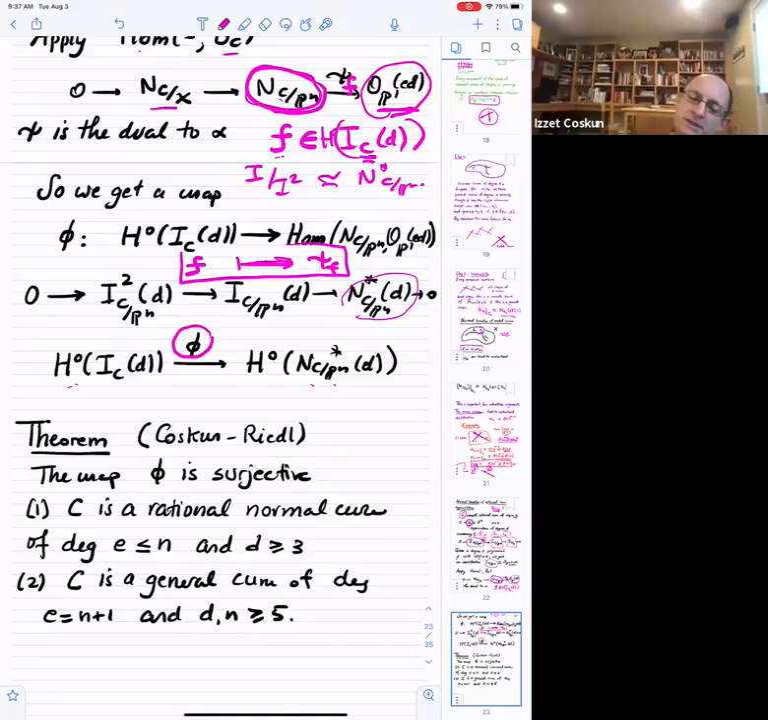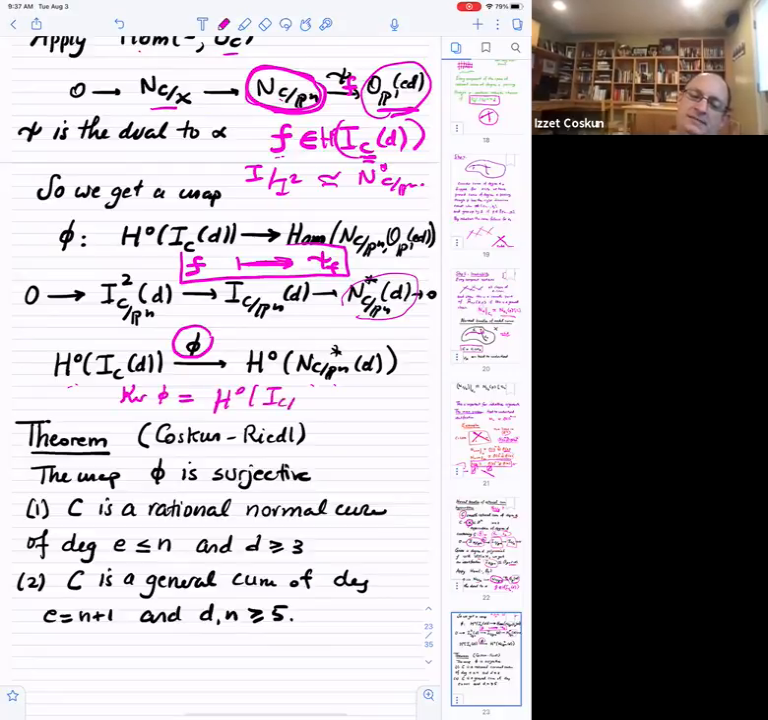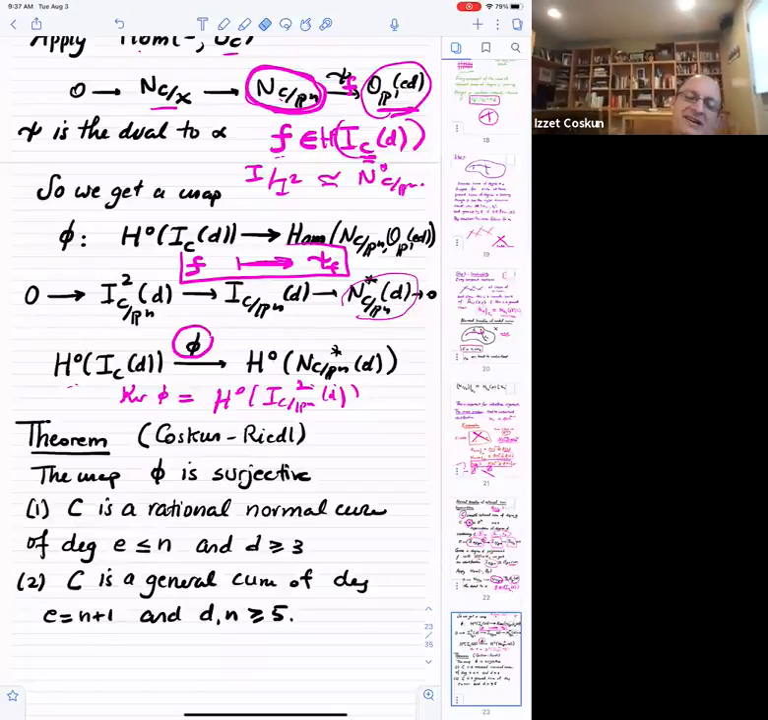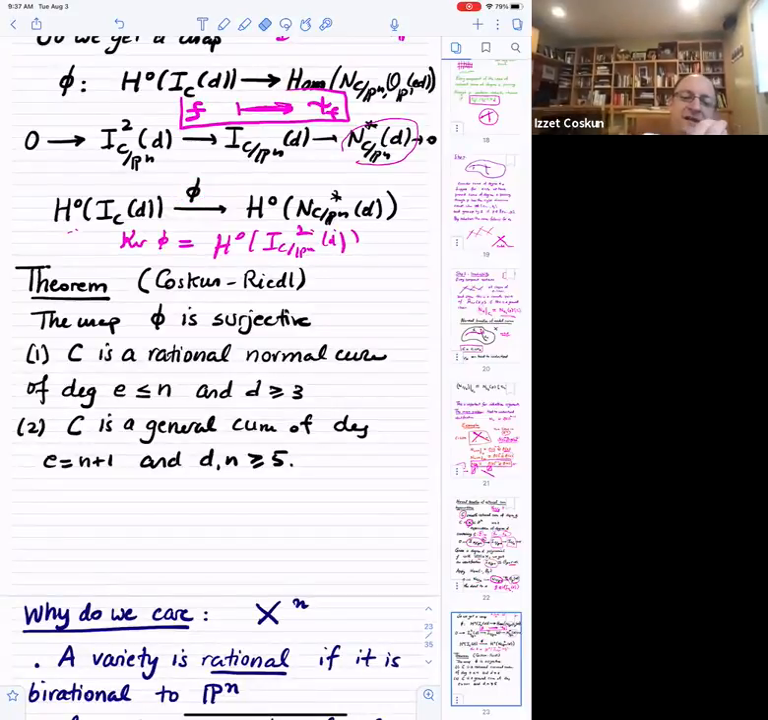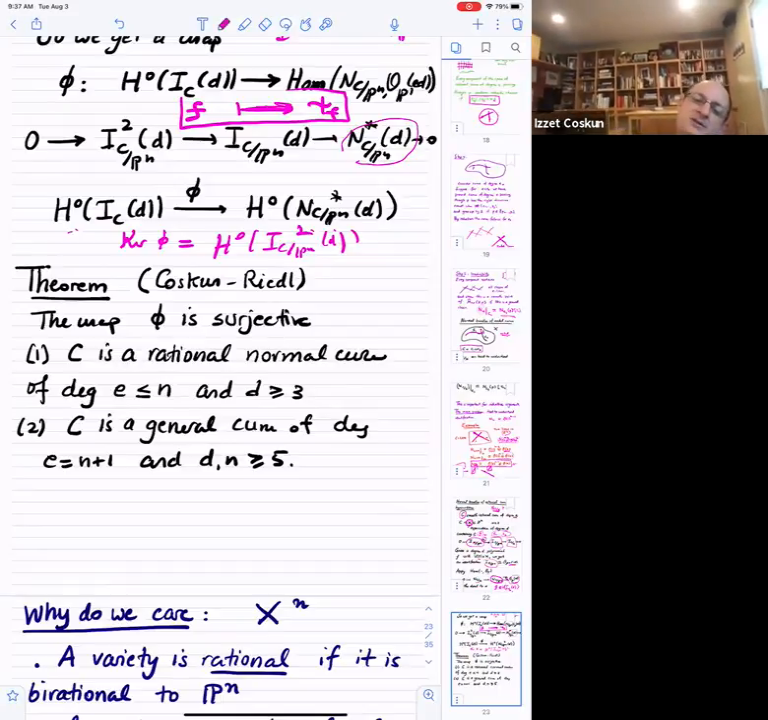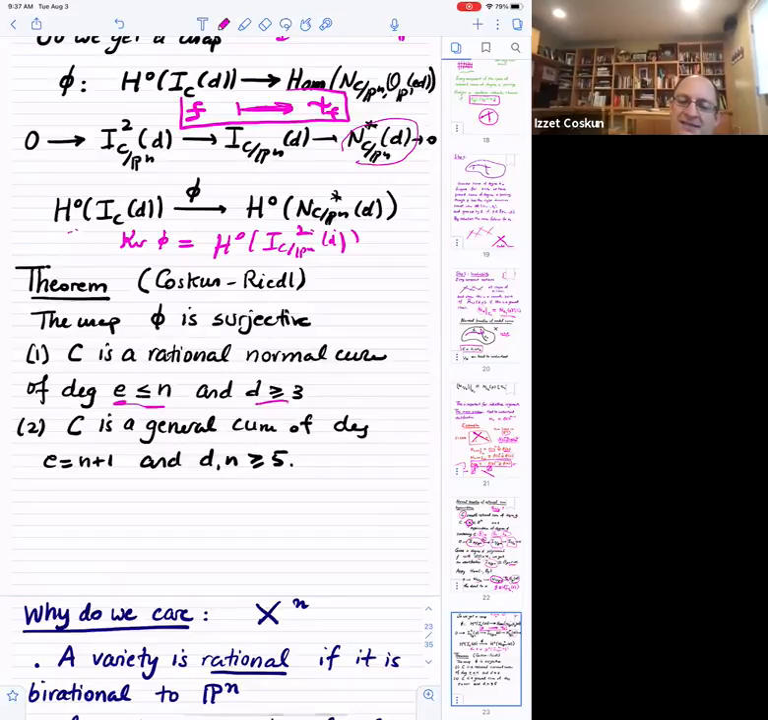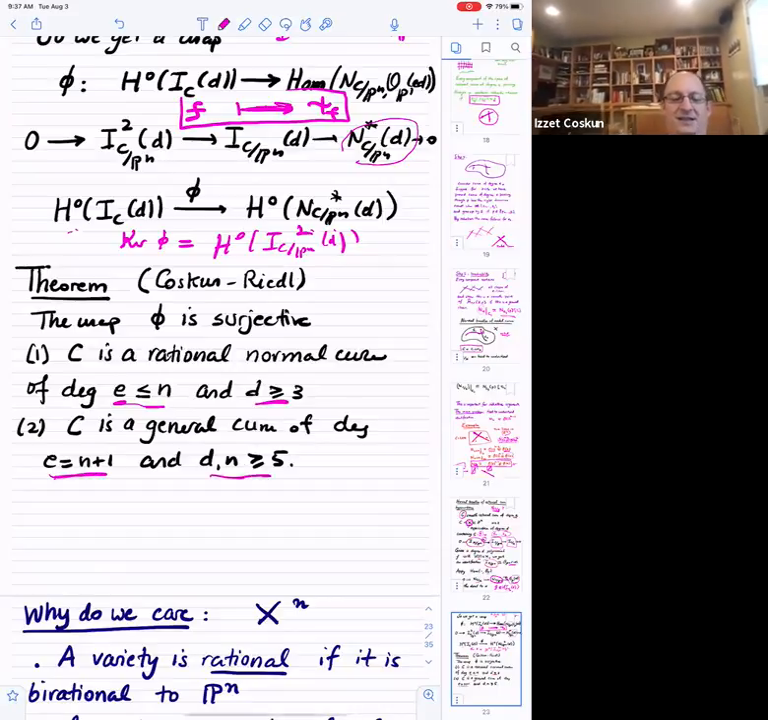So the importance of this thing is that we understand the kernel of this map. The kernel of this map is H0 of I_C in Pn twisted by square. Okay, so here is the theorem. The theorem says that this map phi is surjective in various cases. If this is a rational normal curve of degree E less than or equal to n, and the degree D is at least 3, or if this is a curve of degree n plus 1 general enough, and D and n are at least 5.